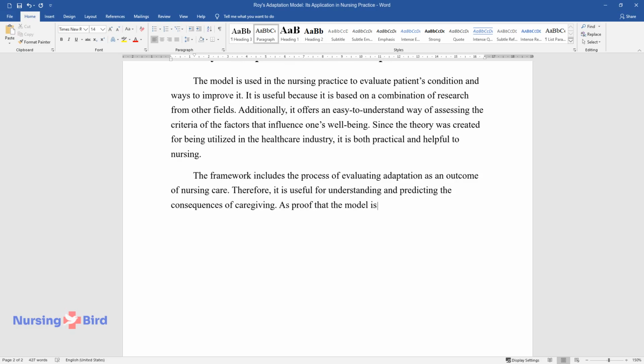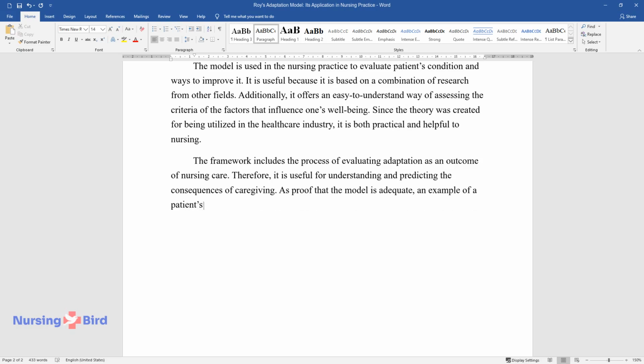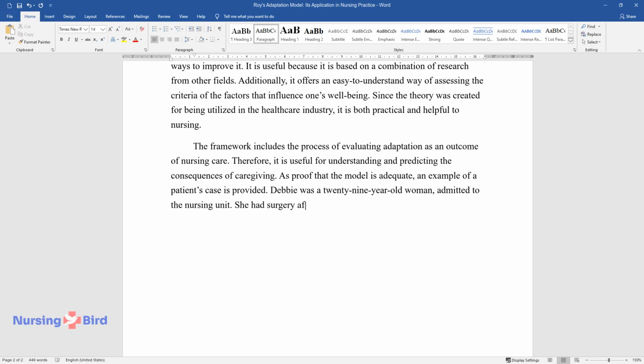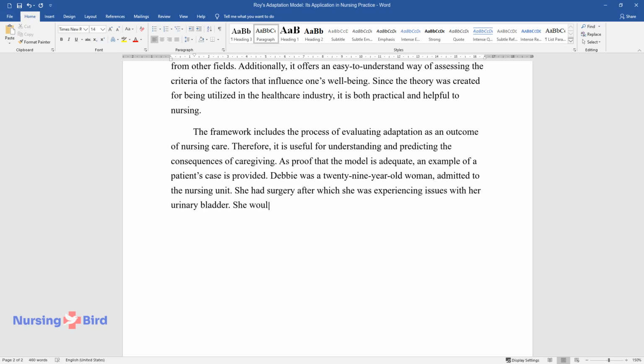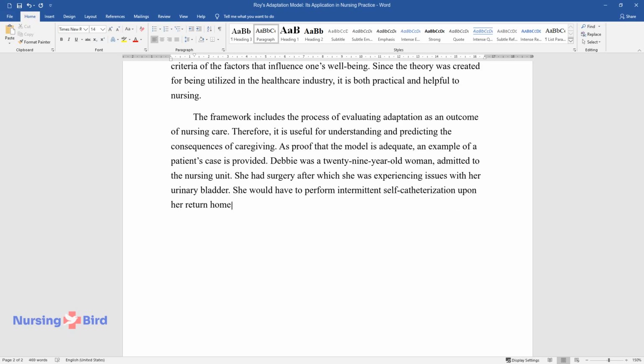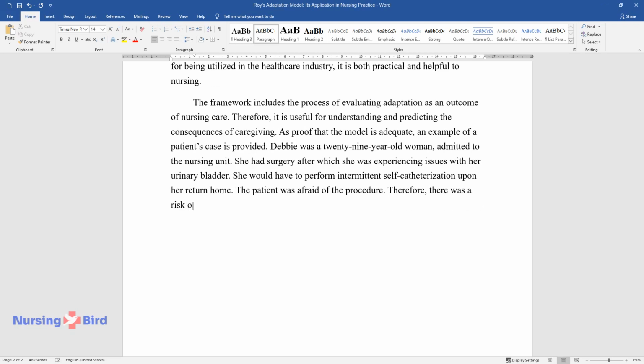As proof that the model is adequate, an example of a patient's case is provided. Debbie was a 29-year-old woman, admitted to the nursing unit. She had surgery after which she was experiencing issues with her urinary bladder. She would have to perform intermittent self-catheterization upon her return home. The patient was afraid of the procedure. Therefore, there was a risk of her not utilizing the method.